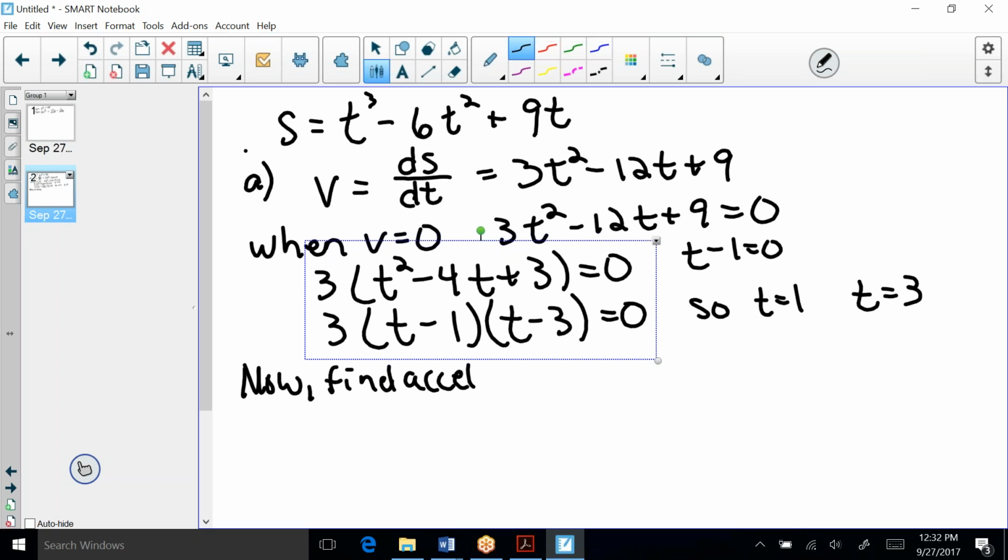So now find the acceleration. And acceleration is going to be what? So dv dt, it's the derivative of the velocity with respect to the time. So a, our acceleration, is dv dt, derivative of the velocity function with respect to the time. So what's dv dt?